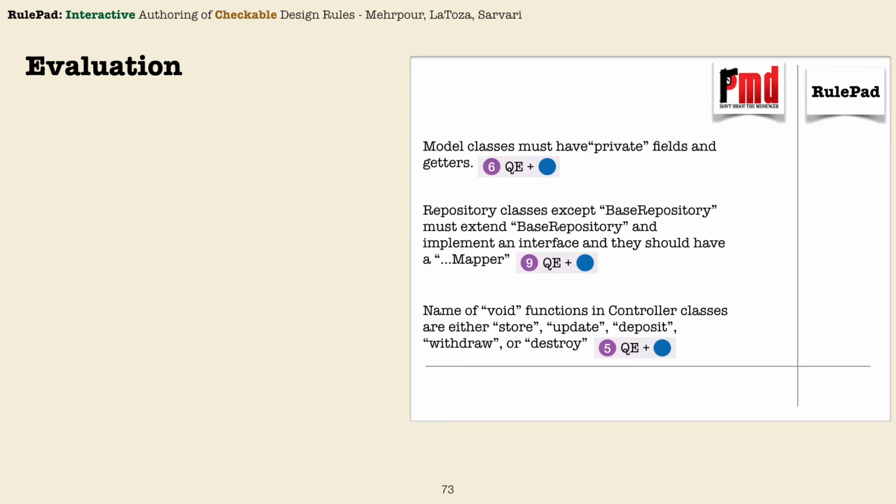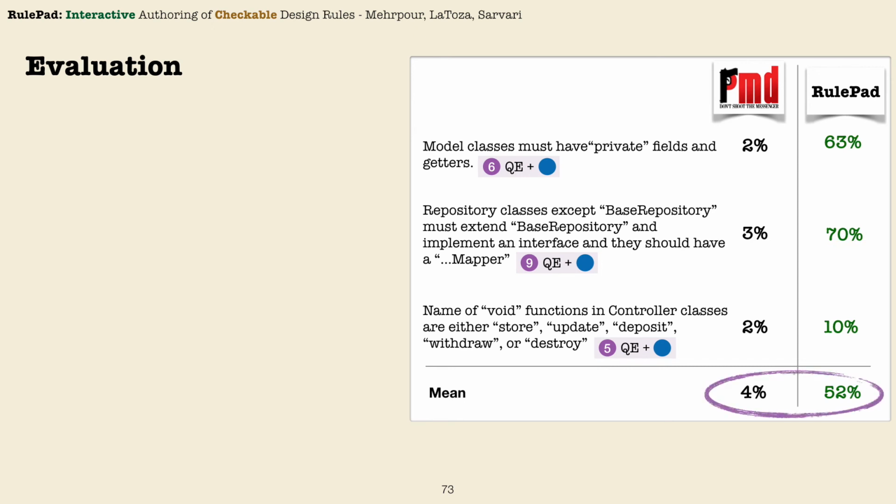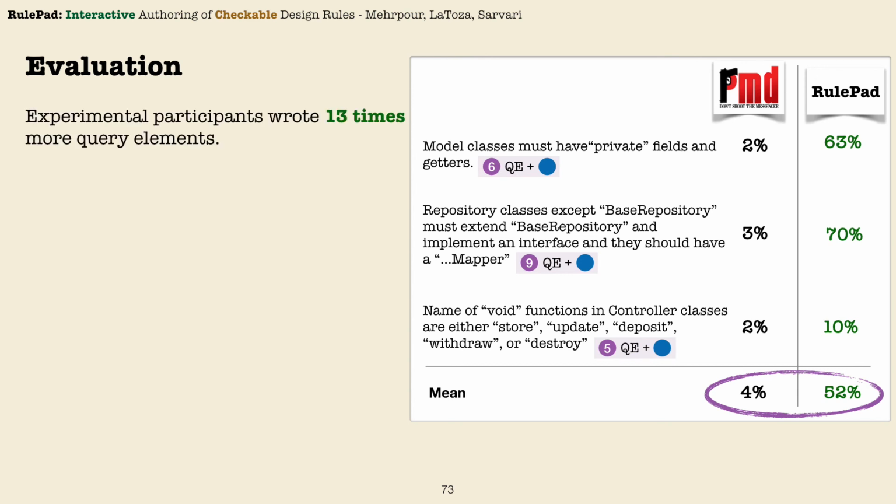We considered the required query elements for each of the design rules in the main task. We found that design rules authored by experimental participants included more query elements compared to the ones authored by control participants. On average, experimental participants wrote 52% of the required query elements compared to 4% by control participants, which is 13 times more query elements.